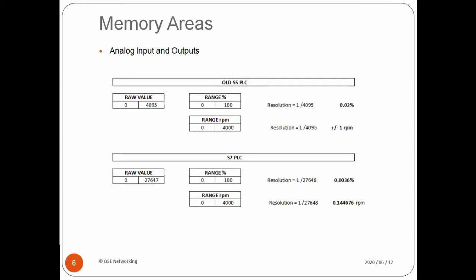But anyway, in the old S5 PLC, it would give you a signal, a number in the PLC, in that input word or peripheral input word of 0 to 4095, which would say on a level transmitter would be 0 to 100%, which gives you a resolution of 0.02%. That's pretty good. I mean, your level in a tank, you're not going to be looking for 0.02%. And you want to see it, say, greater than 95% or less than 1%. You're not looking for that resolution.